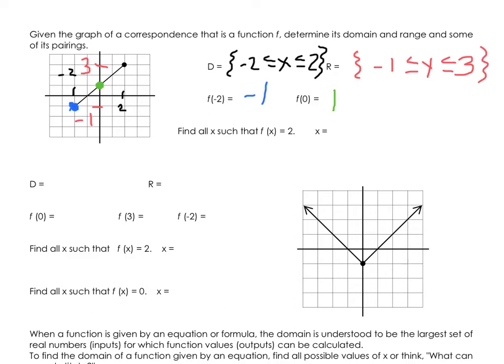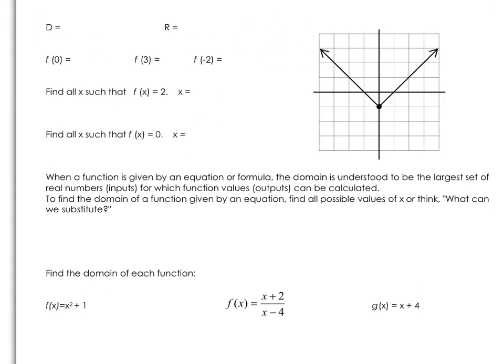Find all x such that f of x equals 2. f of x equals 2. So f of x is another way of saying y. So y is 2. If y is 2, that's this point right here. Y is 2. So x must be 1. Let's look at our next example.